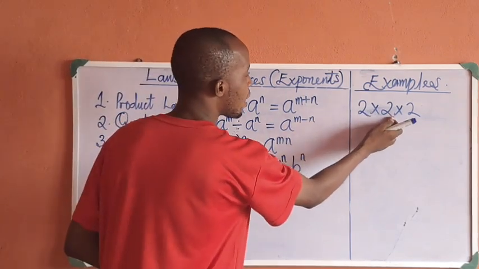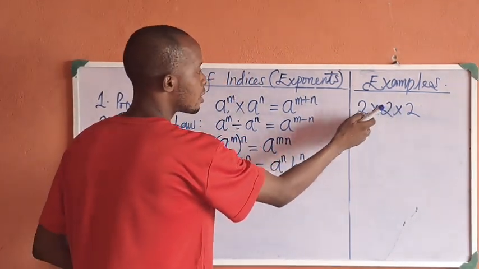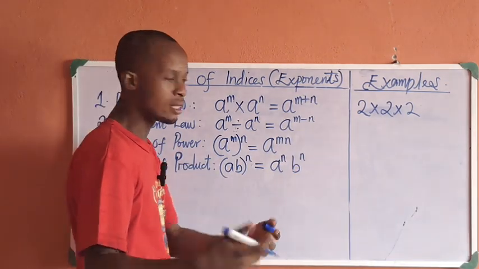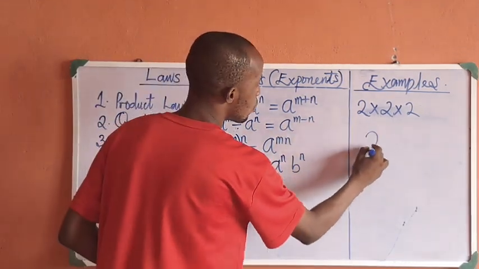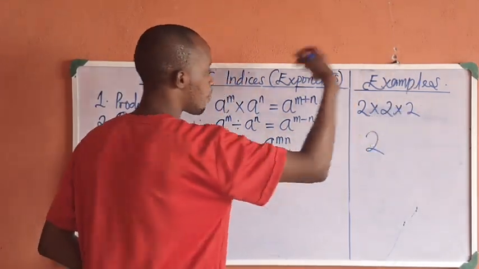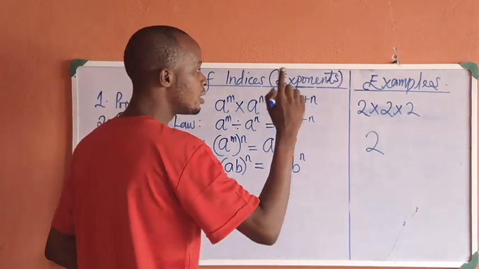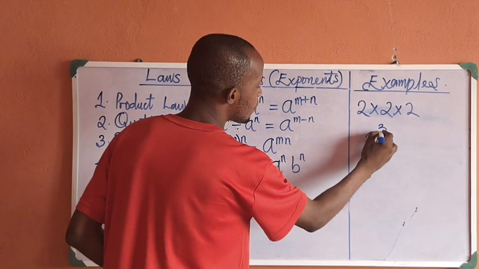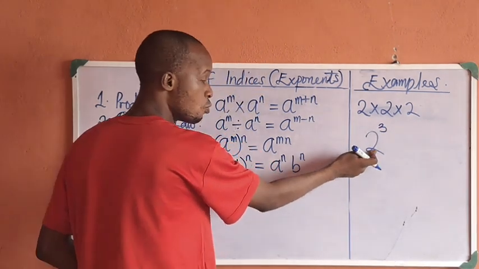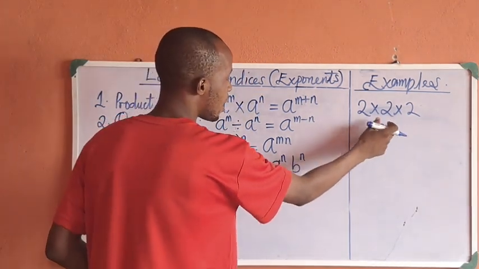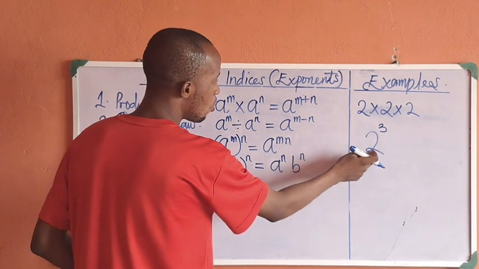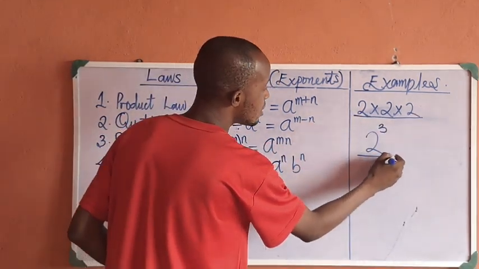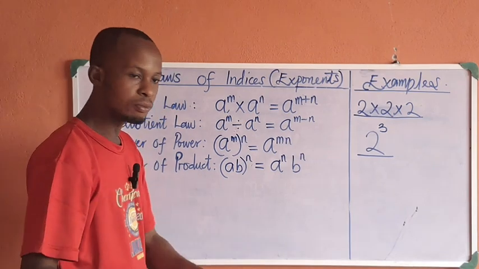So 2 multiplied by itself 3 times can be written in index form. And how do I do that? The given number is 2. How many times have we multiplied it by itself? We have done that 3 times. 1, 2, 3. So you write the 3 as the power of 2. So this is an expanded multiplication, while this is the index form.